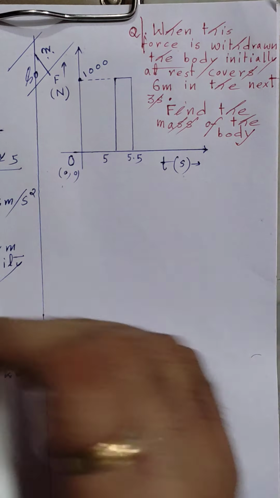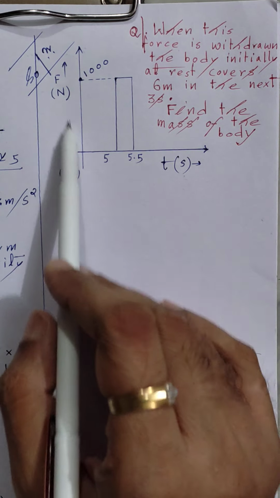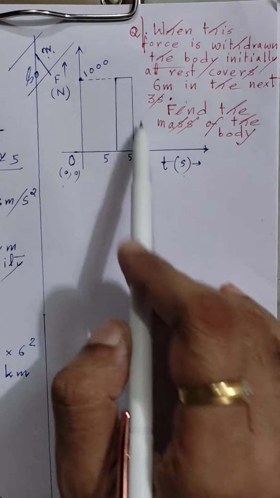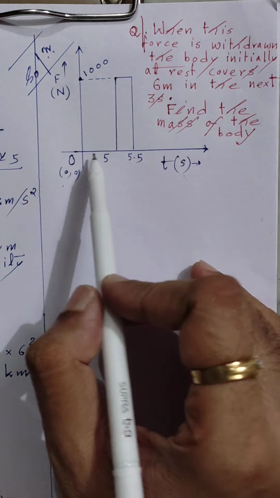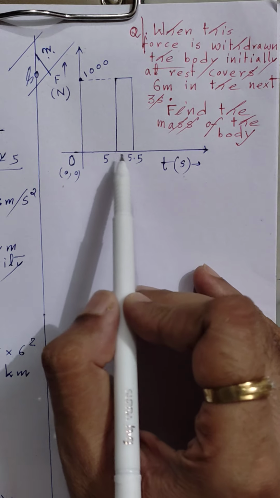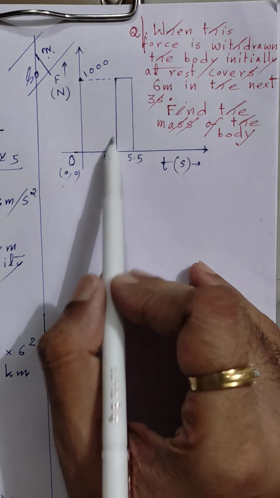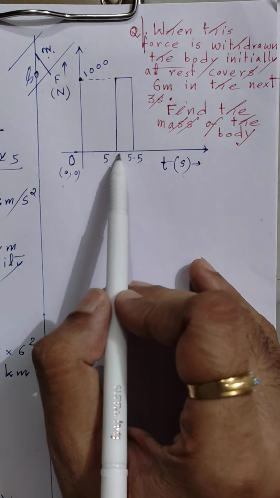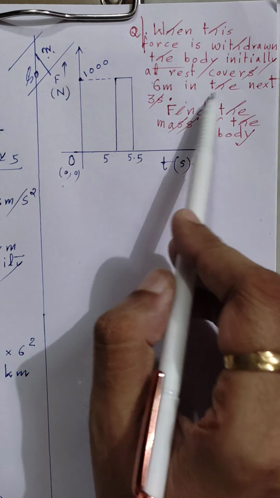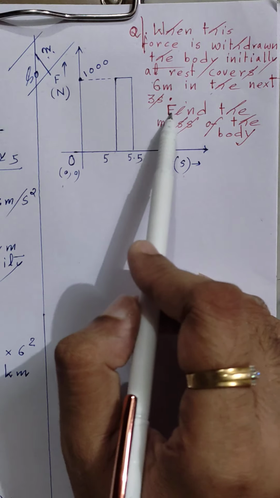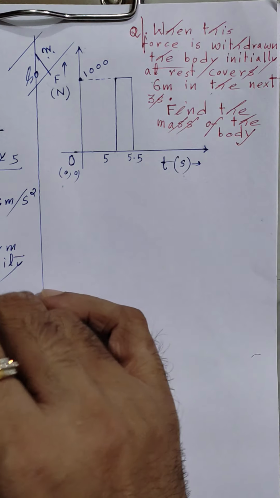Today's problem: suppose a force which is shown in this graph is acting on a body, and the force is acting on the body from 5 seconds to 5.5 seconds, and after that interval of time the force is withdrawn, and when the force is withdrawn then the body covers 6 meters in the next 3 seconds. Question is, find the mass of the body.